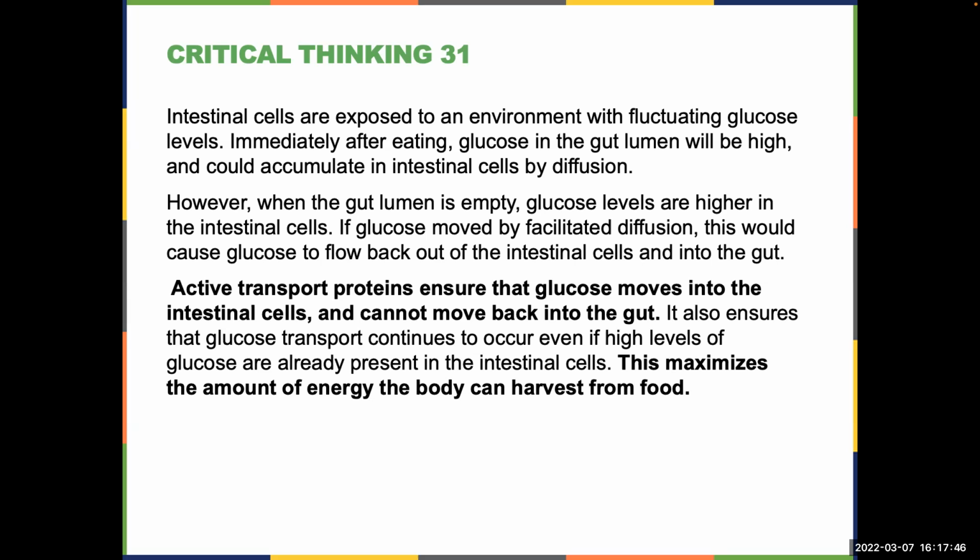Okay, so active transport proteins ensure that glucose moves into the intestinal cells and cannot go in reverse. It also will maximize the amount of energy that you're able to get from food. So when cells already have a lot of glucose in them, you can continue to add more and get all the glucose from your food. Okay, so our gut needs to use active transport.